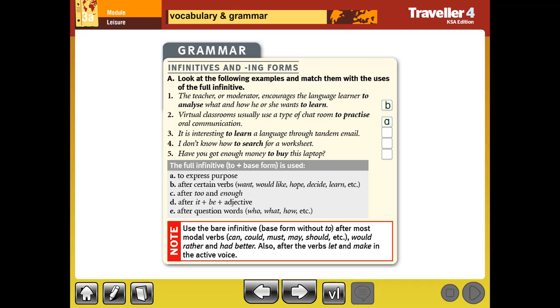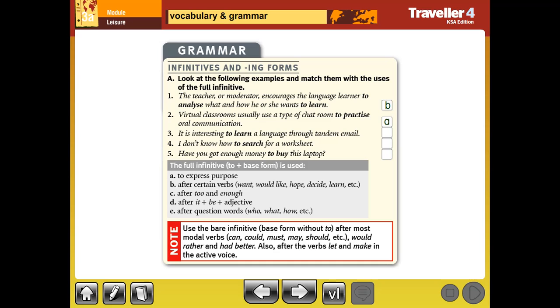Now, what about E? After question words. Here there is no example, but I can mention, look at number four: I don't know how to search for a worksheet. How to search. I can give other examples: I know what to do. I don't know where to go. Using to infinitive after the question words.